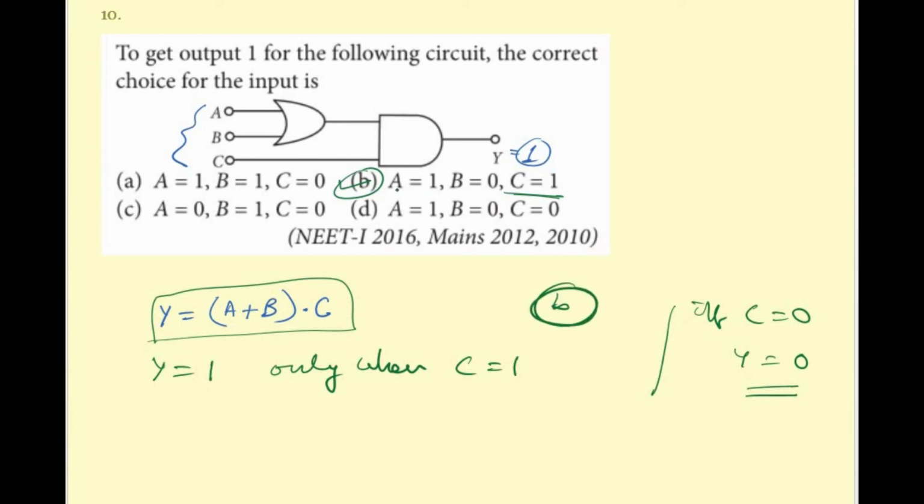Let's put it here. A is 1 plus B is 0 and C is 1, and it will become 1. 1 is equal to 1. So our output is 1 and B is our correct answer.